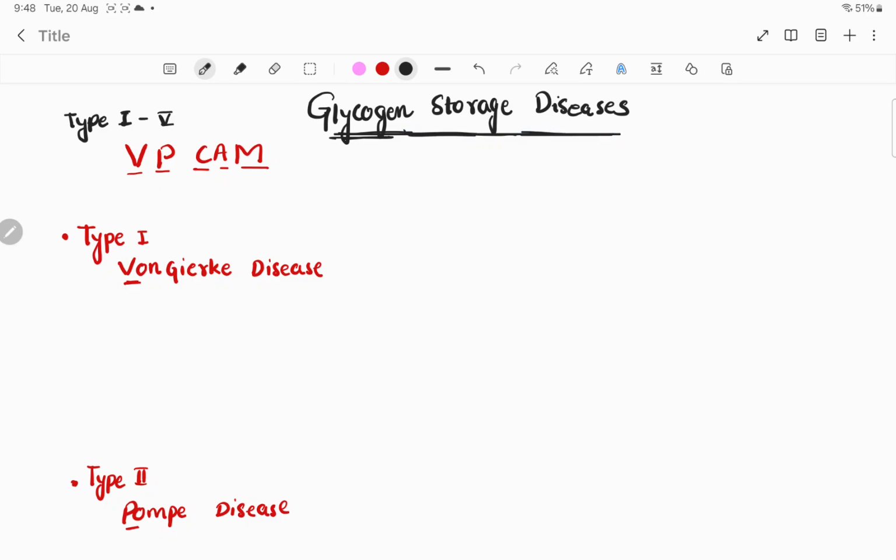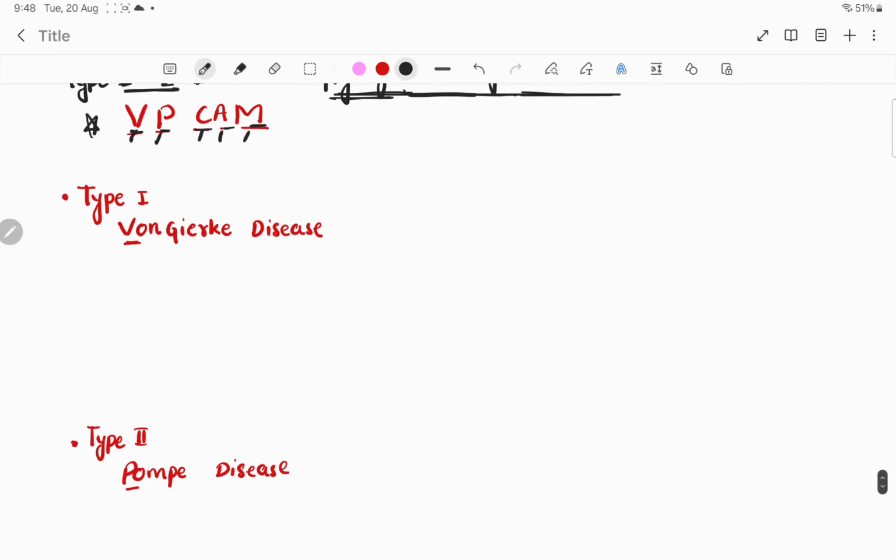There are 15 types of glycogen storage diseases, among which there are 5 important types. They are divided into type 1 to 5. You can easily remember them by the mnemonic VP CAM. V is Von Gierke disease, P is Pompe disease, C is Cori's, A is Anderson's, M is McArdle's. These are in order 1, 2, 3, 4, 5.